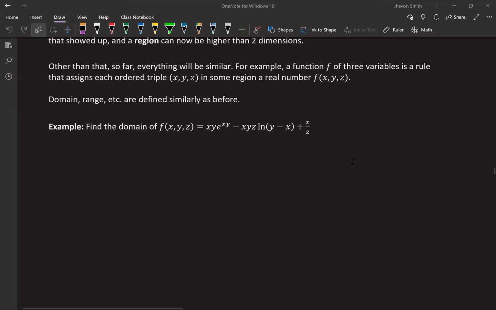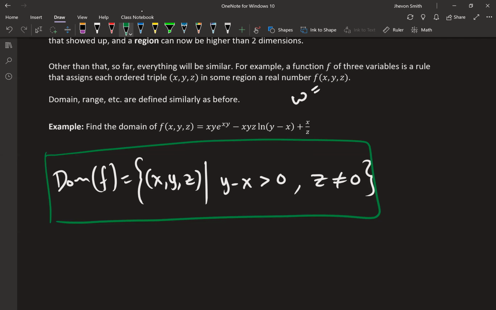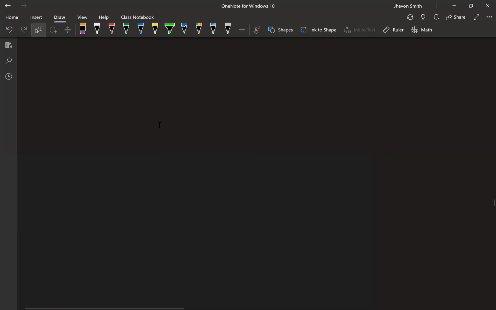If I were to ask you about the domain, it would be a very similar thing, but now you're looking at 3 things at a time. So the domain is, I'm looking at X, Y, and Z for a 4-dimensional thing. I can have W equals a function of X, Y, and Z, often calling it W as the next letter. And I can say something like, I need Y minus X to be greater than 0, and at the same time, Z cannot be 0. Again, very intuitive, nothing much to say about that.